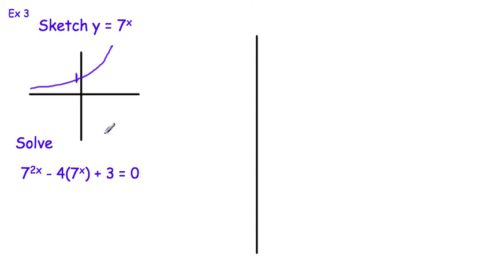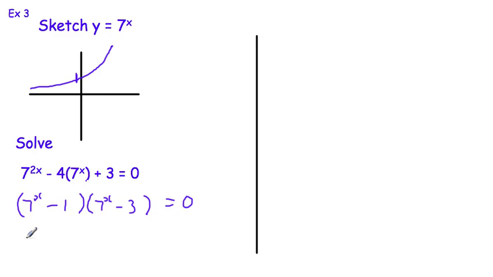Here we need to realise that this is a quadratic equation in 7 to the power x. So 7 to the power x is the variable instead of the normal x. Here we have the 7 to the power x term and the square of it, 7 to the power 2x. We can factorise this. 7 to the power x in the first bracket, 7 to the power x in the second bracket, and we want two numbers that multiply to plus 3 and add to minus 4. So they would be minus 1 and minus 3.